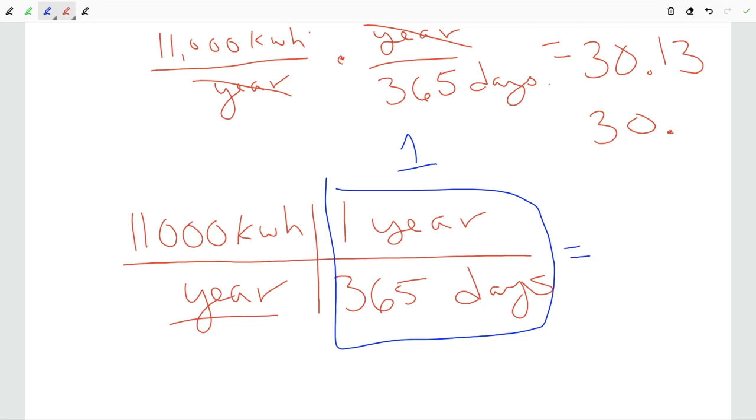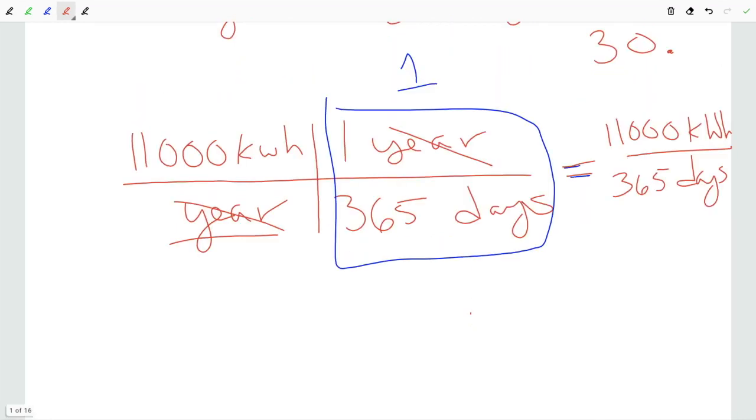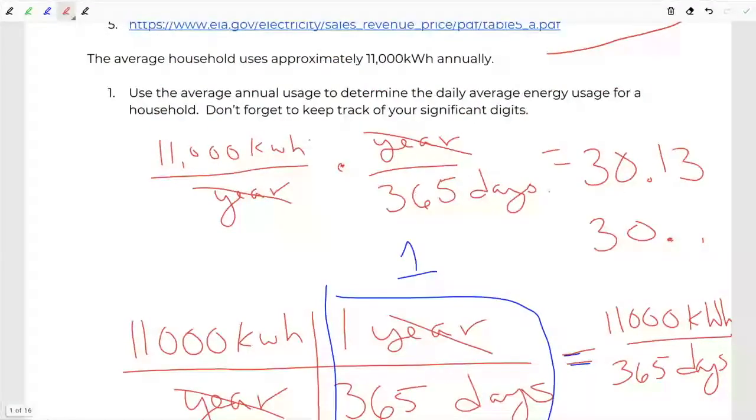And then the rule with railroad tracks is that you just multiply across the top, multiply across the bottom, and then divide. So we cancel our units, and this is 11,000 kilowatt hours divided by 365 days. If this doesn't make full sense right here, don't worry, we're going to repeat this a lot throughout this lesson. And so anyway, our answer right here is 30 kilowatt hours per day.